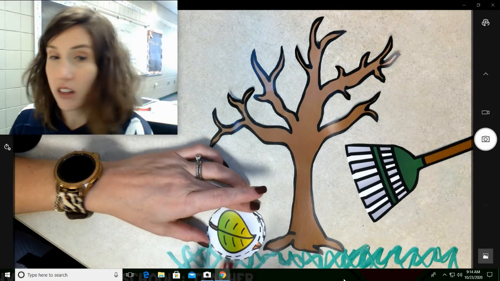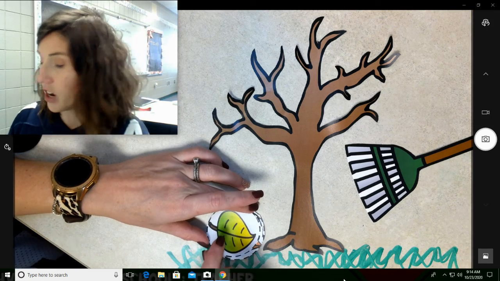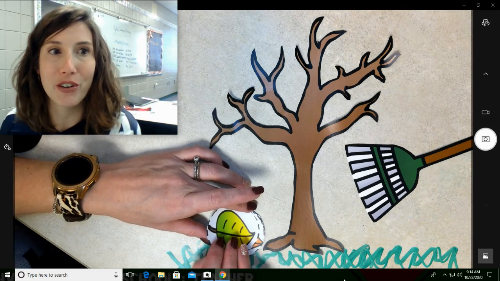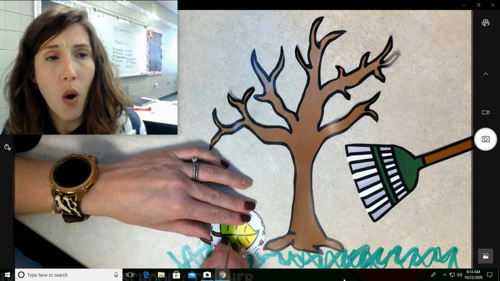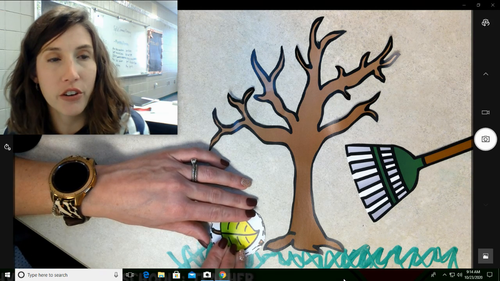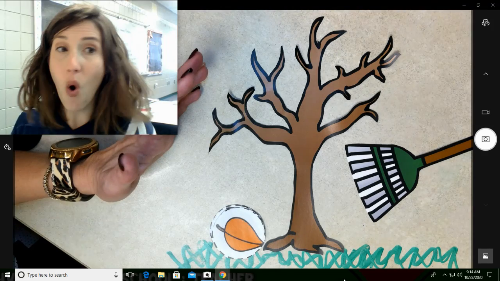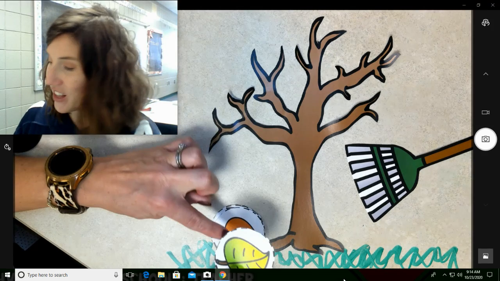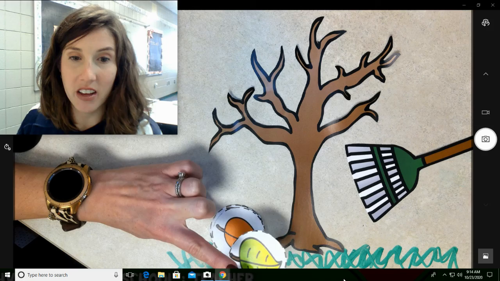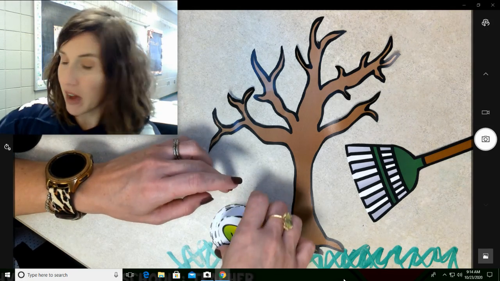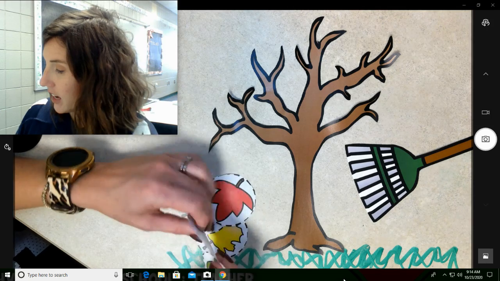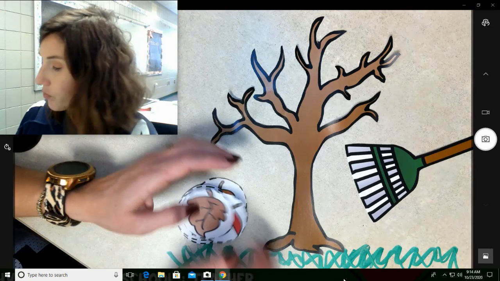Now, the green leaf is on the top. I wonder what leaf is under the green leaf. What do you think? What color do you think it might be? What color leaf is under the green? Orange. The orange leaf was under the green. Very good. All right. This pile of leaves has so many different colors in it.